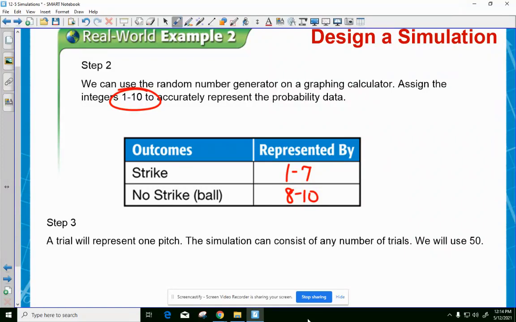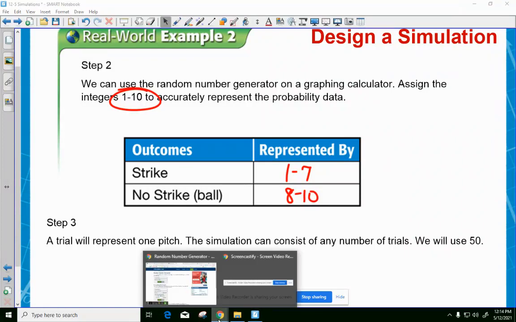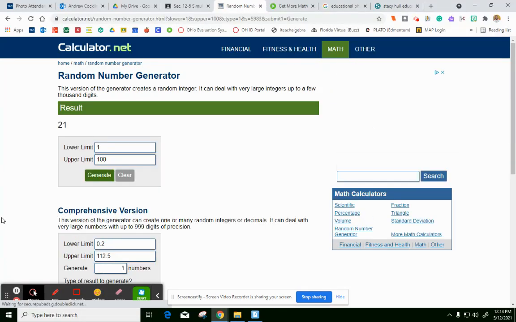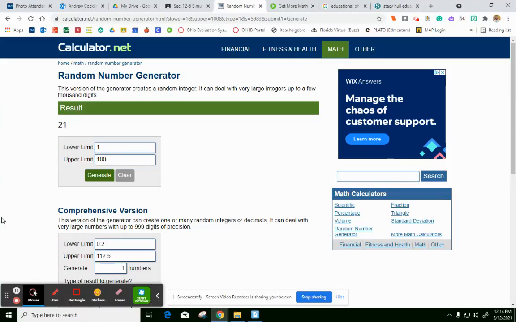Okay, so we're going to look at it right now. Have you gone to this link that I gave you? Yeah. Okay, so there are two different generators in here. The top generator will literally just generate one number at a time. Right now it says the lower limit. So give me a number between 1 and 100. And if you click generate, it would say, oh, good, 21. But I don't want to do that. I want multiple numbers to come at a time. So I'm not going to use the top one. I'm going to use the bottom one that says comprehensive.